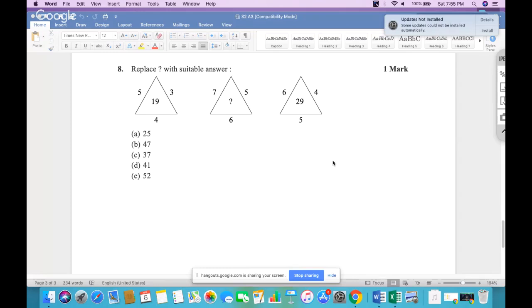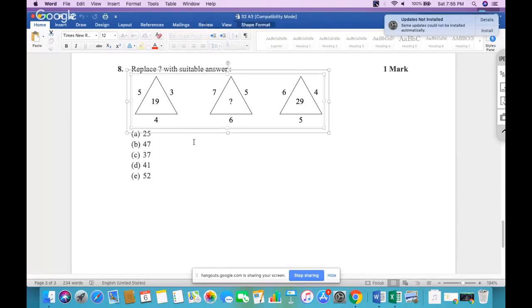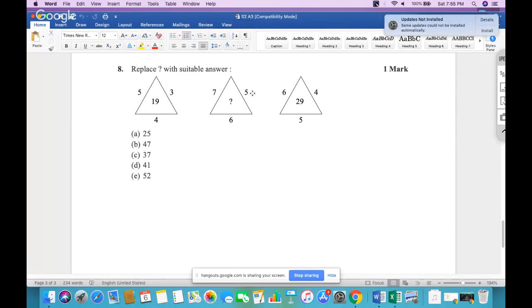Yes, 41 is absolutely the right answer because 5 into 3 plus 4 is 19. 7 into 5, 35 plus. So here 6 into 4, 24 plus 5 is 29. It means that I am multiplying numbers on the two sides of the triangle and adding the number on the base. 7 into 5 is 35. 35 plus 6 is 41. So that's the answer.